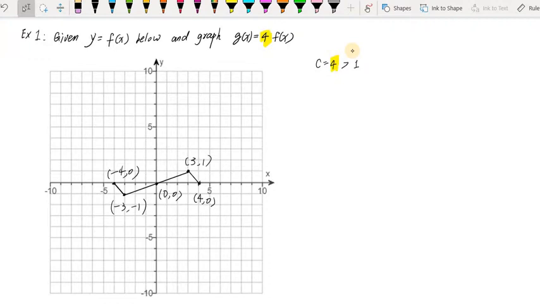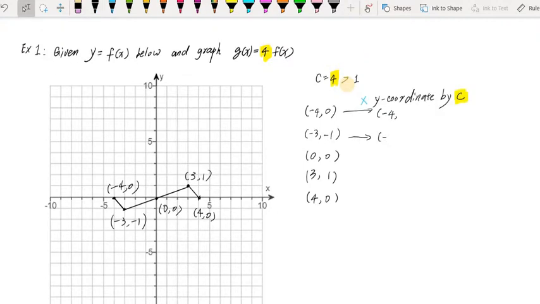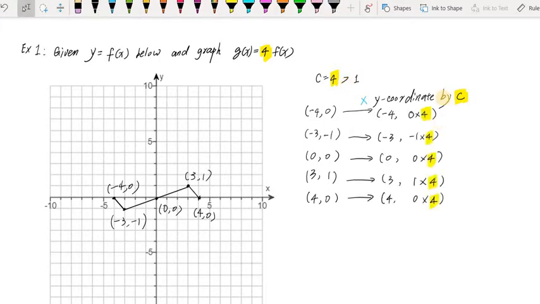So what we're going to do is use the original points. I'm just going to start with the left and then go to the right, okay? These are all the points given to us. So we're just going to multiply all the y coordinates by c. We're not going to touch anything for the x. And then now you're just going to be simplifying.